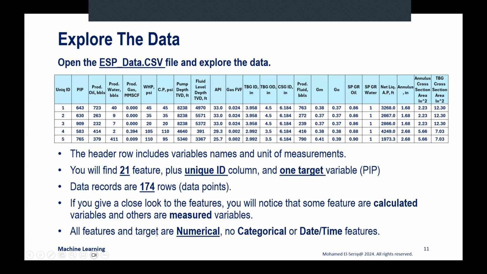So all features we have here in the data are numerical features. They're not categorical or date or time. What is the difference between date or time? Like in our last session, our last webinar, we predicted the production rate, where time was a factor. So it's different in splitting the data. In our case here, we have numerical data, not categorical. So we will use regression algorithms here.